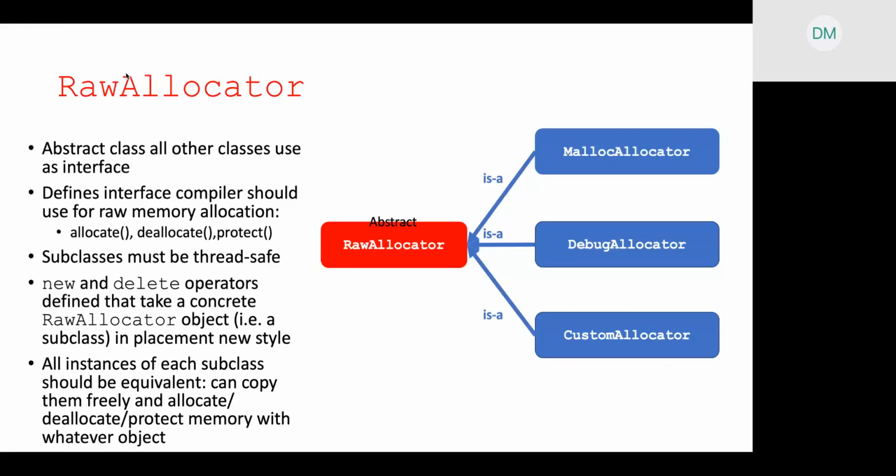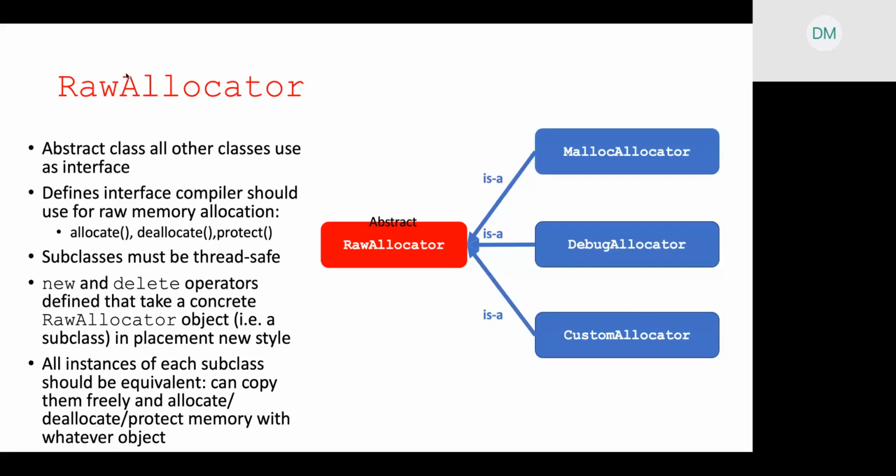Another interesting thing about RawAllocator is that the instances of each subclass are expected to be equivalent, which basically means you can copy RawAllocator objects willy-nilly, and you should be able to allocate memory from one RawAllocator and free it via another RawAllocator. So that means it's not keeping a list of which things it's allocated. It's really, in the simplest case, just a wrapper around malloc and free, right? And if you think about that, it shouldn't matter how you get to malloc or how you get to free. It should just work. So that's consistent across the subclasses.